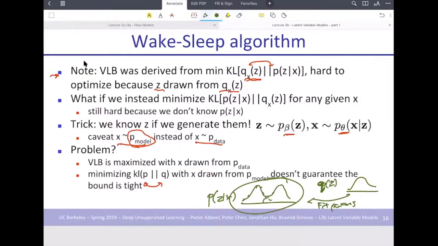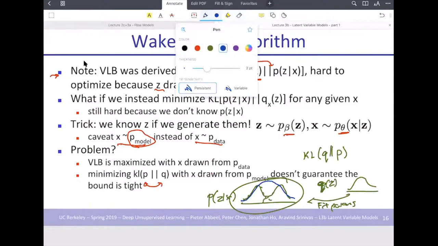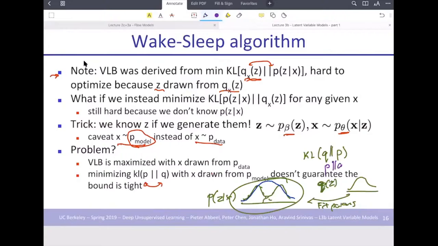So if you fit, I believe, KL of Q to P, it will fit something like that, so you'll try to match as much probability as possible. Whereas if you fit KL of P to Q, it will match something like that. I forget which one is which. Perhaps someone can derive it.